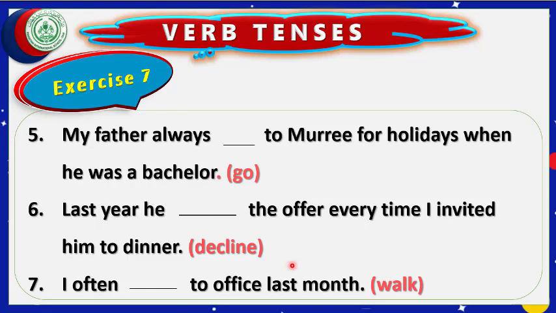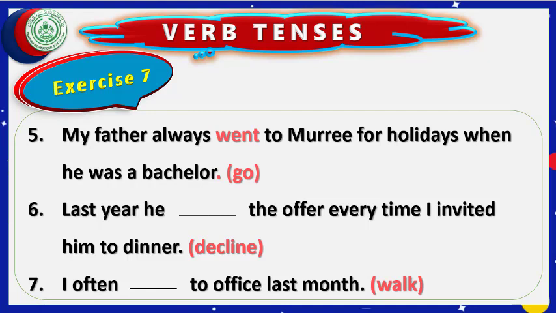Let us move to the next part. This is part number 5. My father always dashed to Murray for holidays when he was a bachelor. When he was a bachelor means in this sentence we are talking about past. And when we write a sentence in past tense, we use second form of the verb. Second form of the verb go is went. Therefore, this sentence will become, my father always went to Murray for holidays when he was a bachelor.